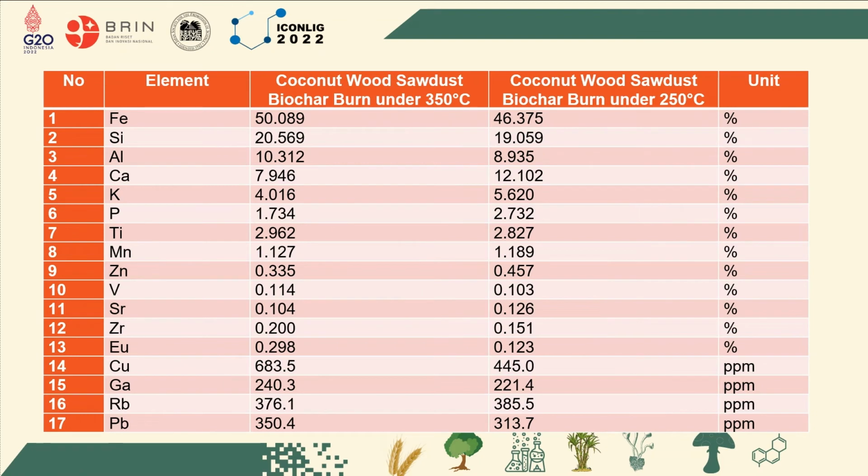Results. From the XRF analysis, we can see the highest content in the coconut wood sawdust biochar is Fe, or iron, at around 49 to 50%. After that, silica, then aluminum, then calcium, potassium, and phosphate.